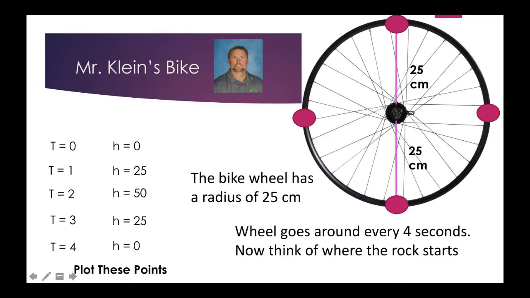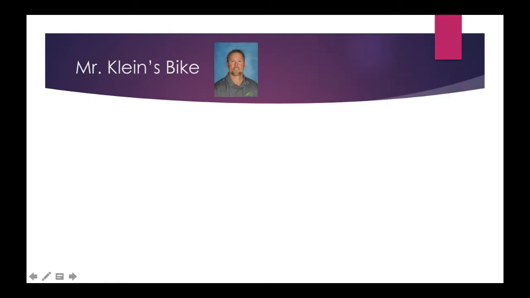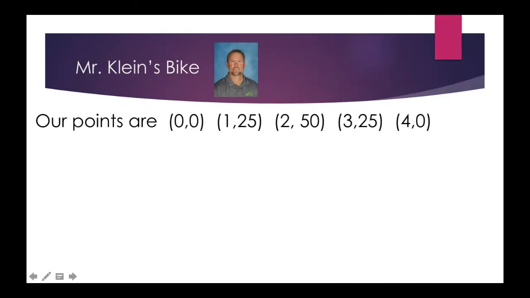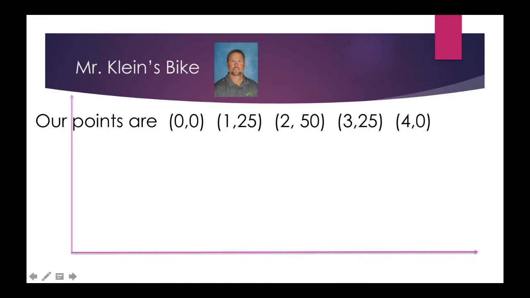Now we're going to plot these points, and it's going to be fantastic. So here it is, Mr. Klein's bike. Our points will be at (0, 0), (1, 25), (2, 50), (3, 25), and (4, 0). We plot those points very nicely. First, we make our x-axis. And then we make our y-axis. And then look at your x points. You're going to need 0, 1, 2, 3, 4.